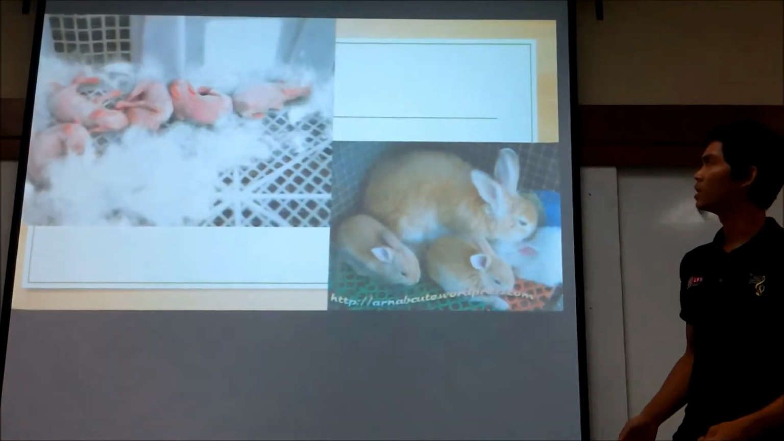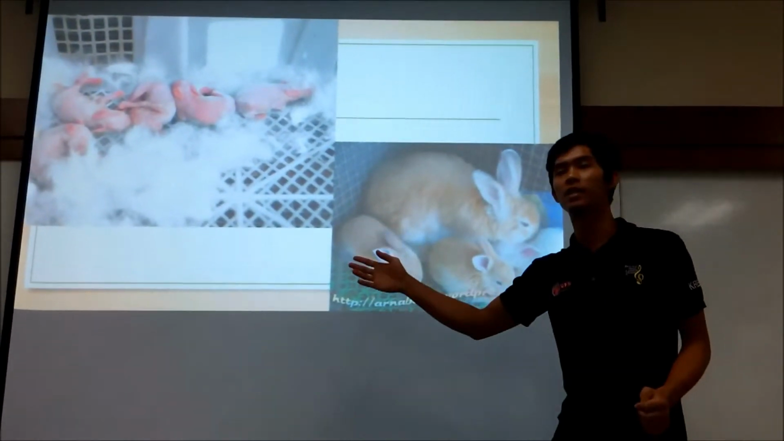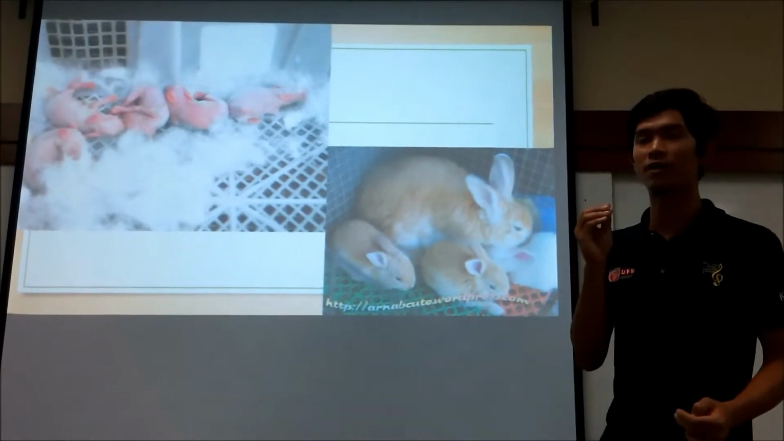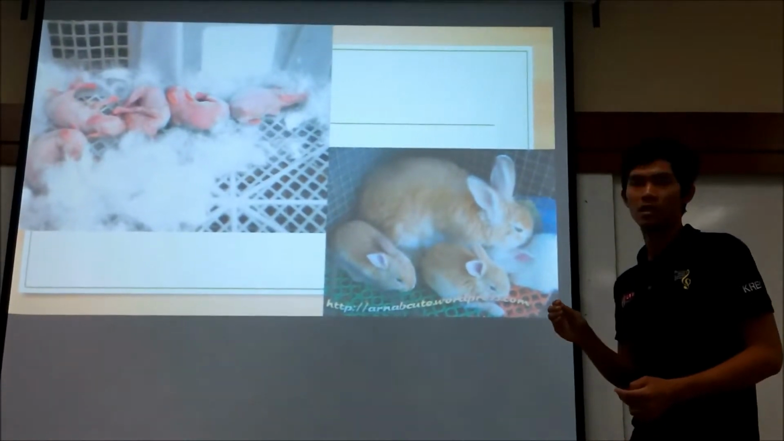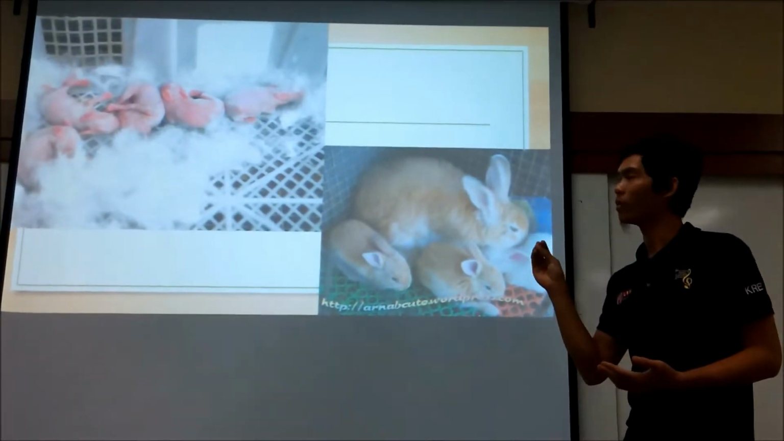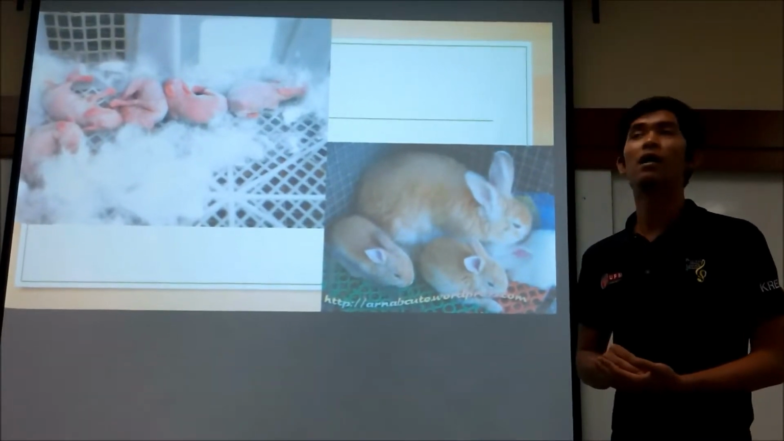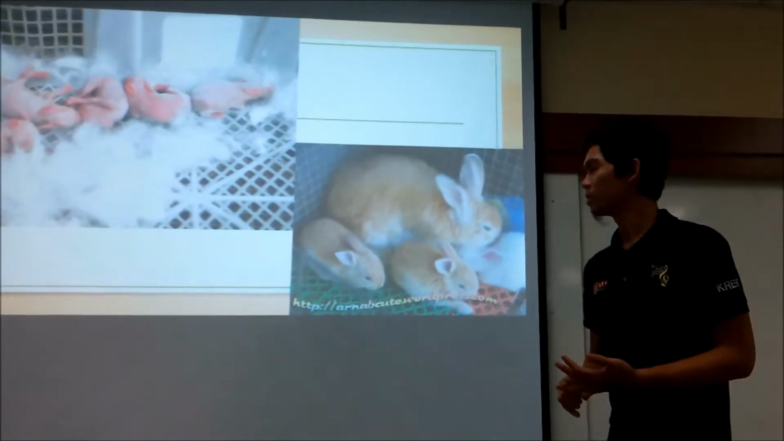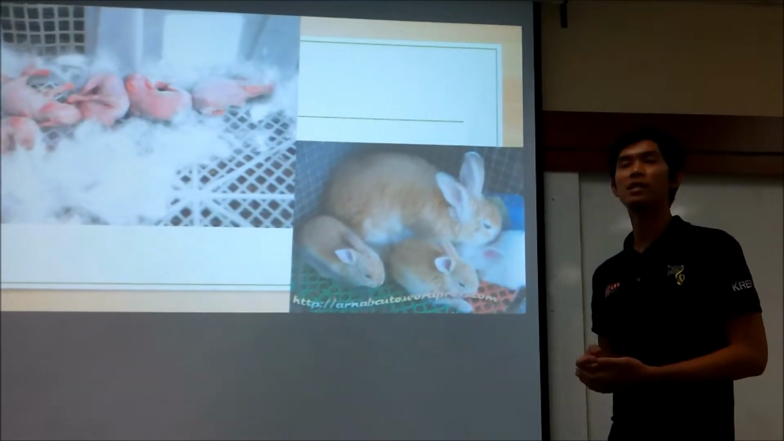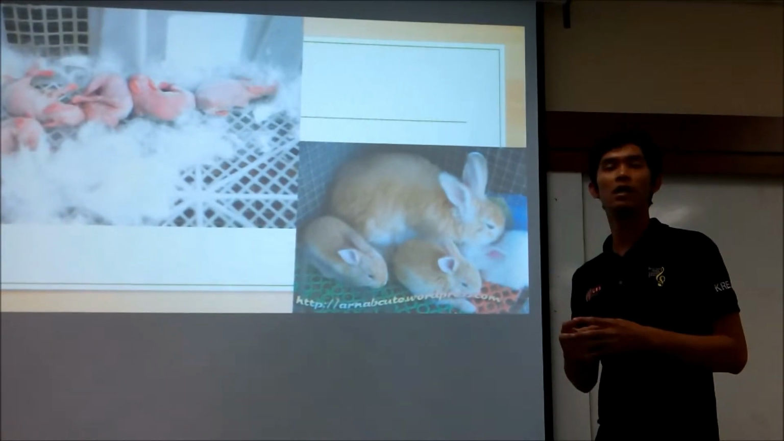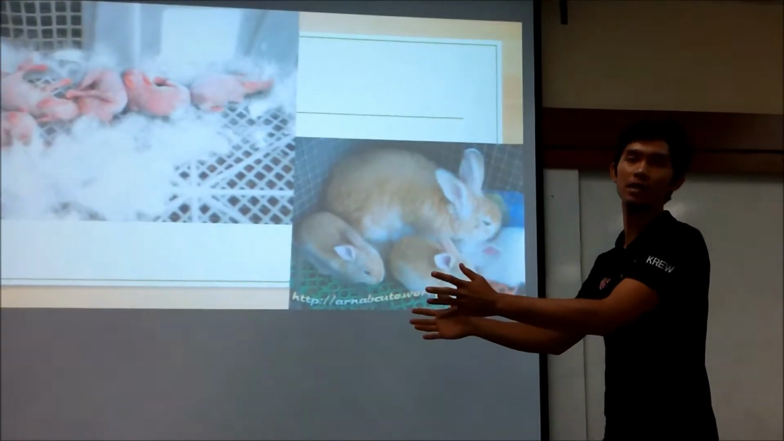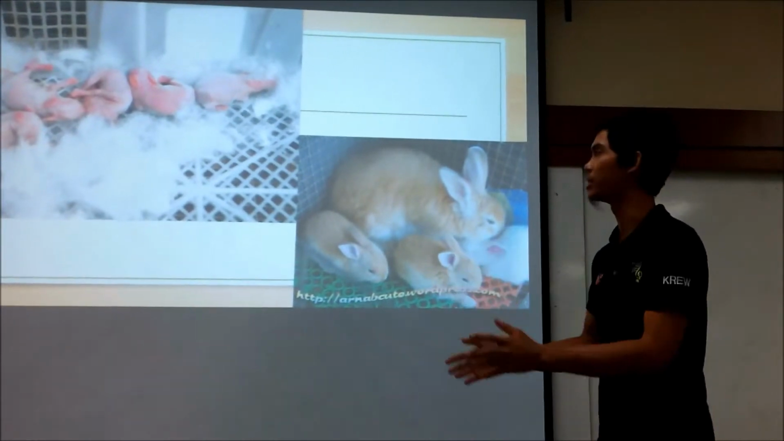Next, it's a baby rabbit. It's like a baby rat. The baby will be born a month after their mom and dad mate. So after 2 months, the baby rabbits get bigger, and in that time we must transfer them to another cage.